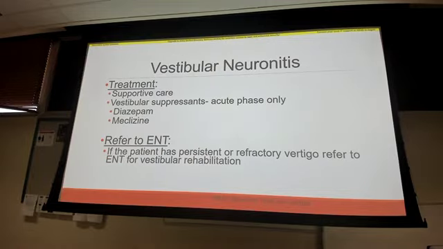Treatment will just be supportive care, giving them the meclizine or the diazepam short course. And if it's persistent, or if they come back and say, hey, I've tried the meclizine and it's just not working, it's actually getting worse, it could be a central cause. Or if they develop worsened symptoms like neurological symptoms, it may be a mixed vertigo cause. So that's where we will refer them to ENT.